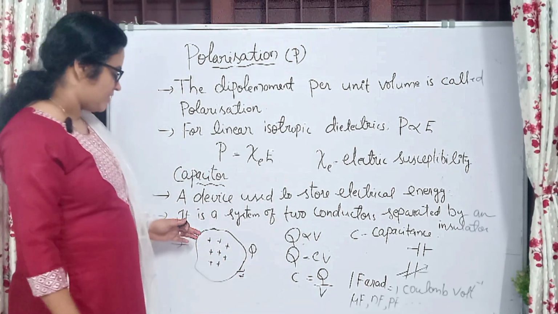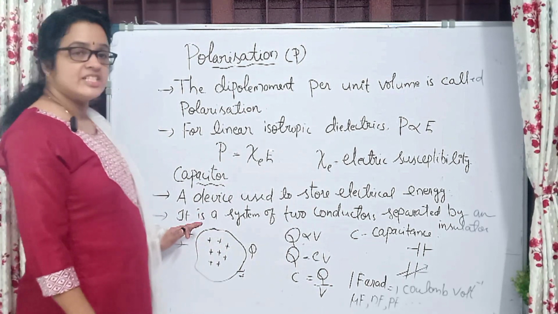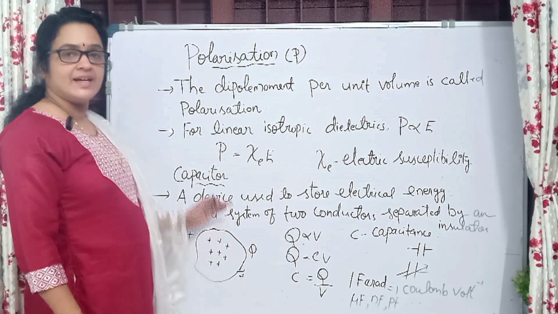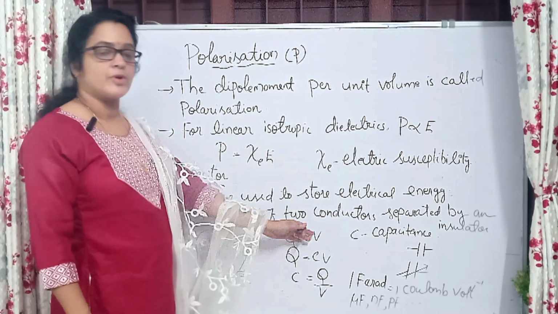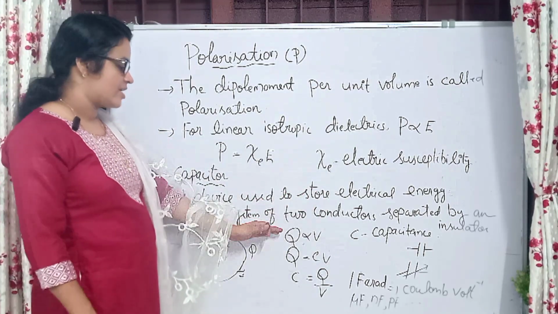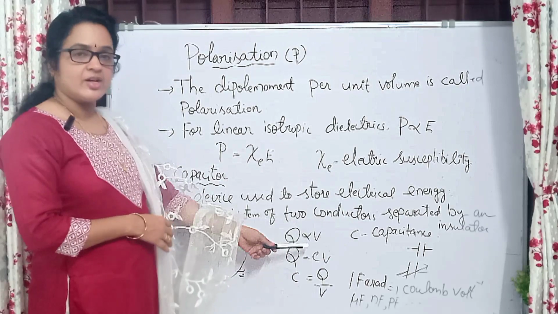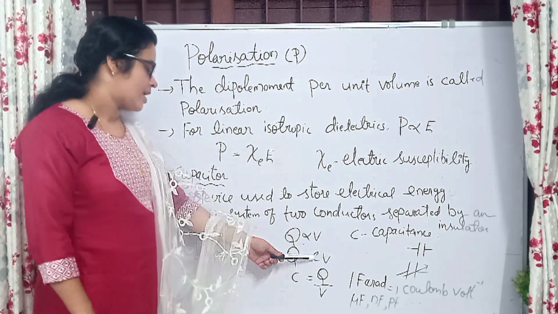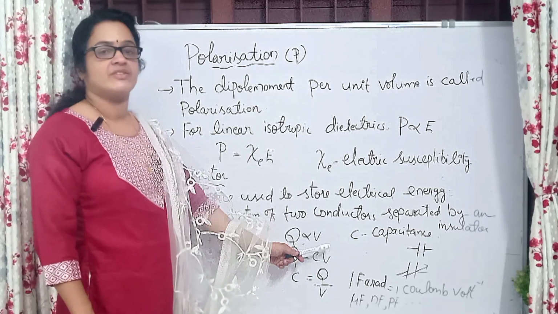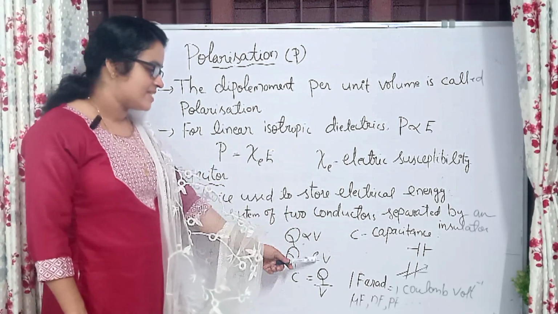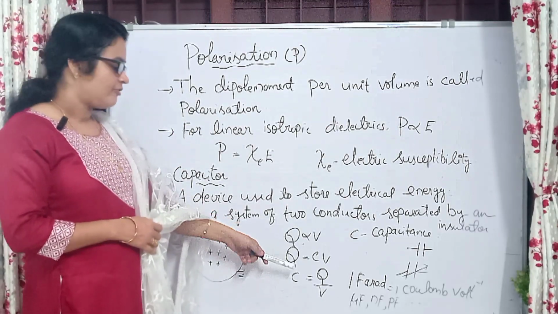In such a way we can charge the capacitor, and as the charge increases, the potential also will increase. So we can write Q is proportional to V. That means charge is proportional to potential, and the proportionality constant is C, which is called the capacitance of the capacitor. That means Q is equal to CV, where C is the capacitance. Then C is equal to Q by V.